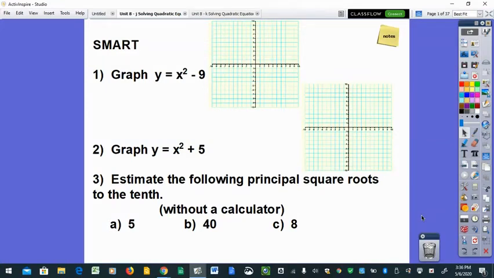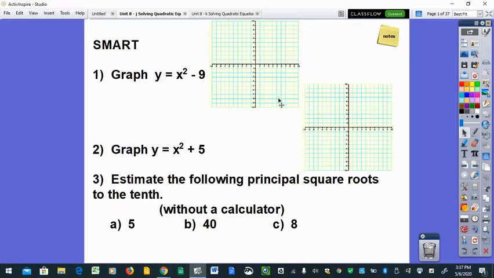Welcome back. Today we're going to start talking about solving quadratic equations. So before we get started with our first method of solving a quadratic equation, what I would like you to do right now is to pause the video, graph these two.